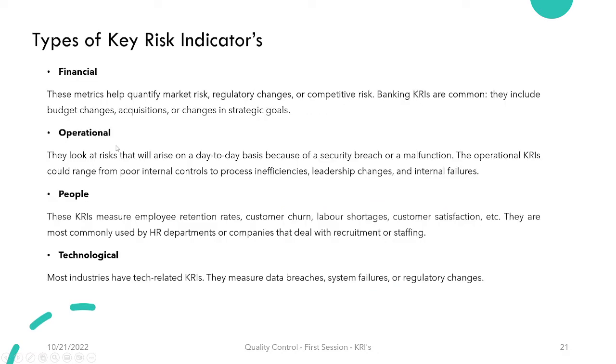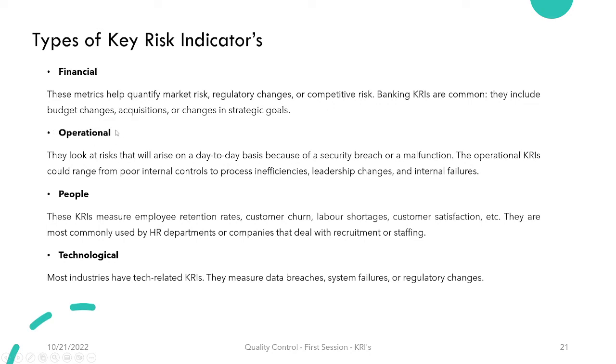Okay, the types of key risk indicators. We have four famous types of key risk indicators. It starts with financial key risk indicators. This type of metric helps quantify market risk, regulatory changes, or competitive risk. Banking KRIs are common here. These banking KRIs are an example of financial KRIs. They include budget changes, acquisitions, or changes in strategic goals.